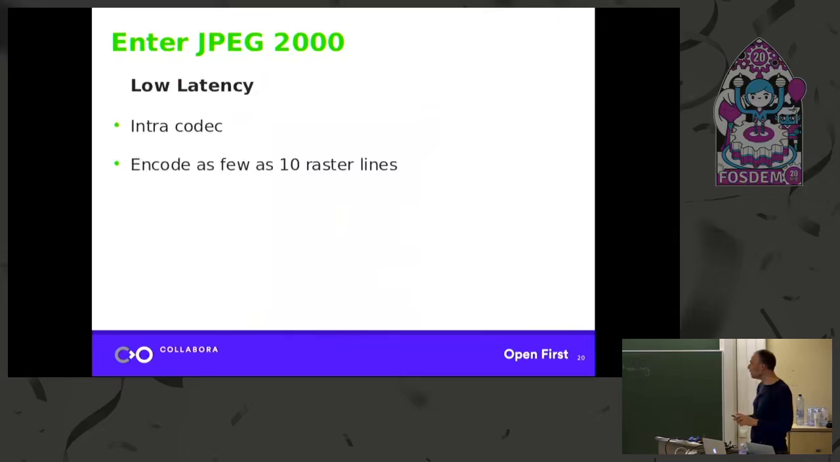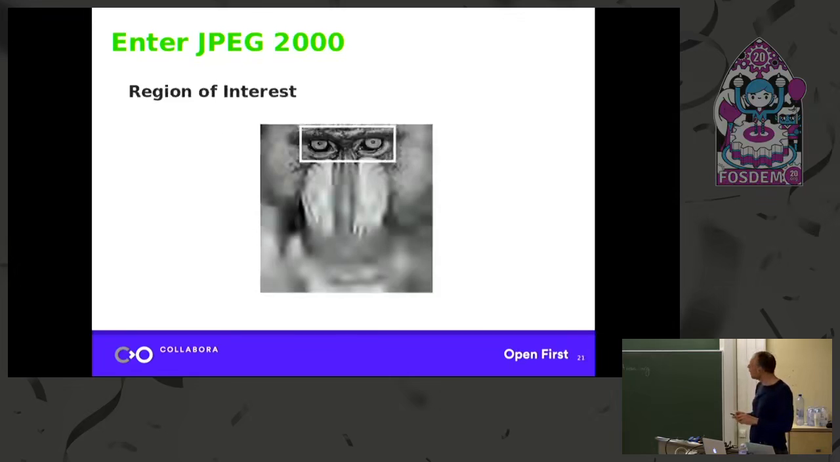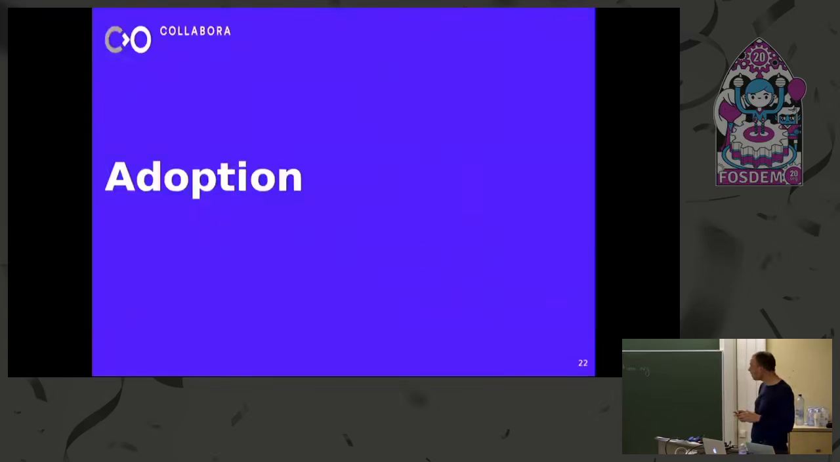We also do low latency because it's an intra-codec, so each frame is encoded individually, and so you can get very low latency, unlike, for example, H.264, where you have groups of pictures that are encoded together. Each frame is encoded separately, and you can get low latency that way. Also region of interest, where you just increase the quality in a certain part of the image. Let's say you're doing video conferencing, you want to focus on the face, so that's built in as well.